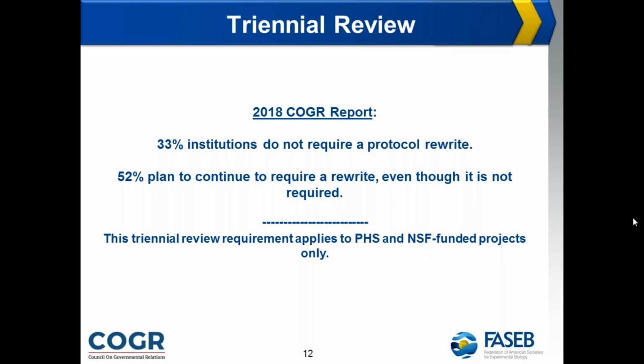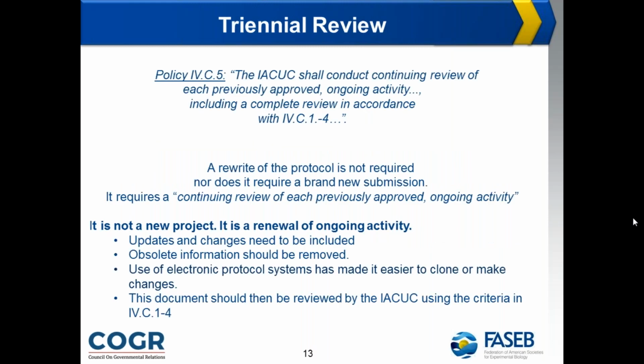Okay. So what's the actual policy here? I think that's in the next slide. The actual policy is PHS: the IACUC shall conduct continuing review of each previously approved ongoing activity, including a complete review in accordance with 4C 1 through 4. What you really need to look at is 4C 2 A through G. But again, it says ongoing activity. That's what you need to be reviewing. A rewrite of the protocol is not required, nor does it require a brand new submission. It requires a continuing review of each previously approved ongoing activity.